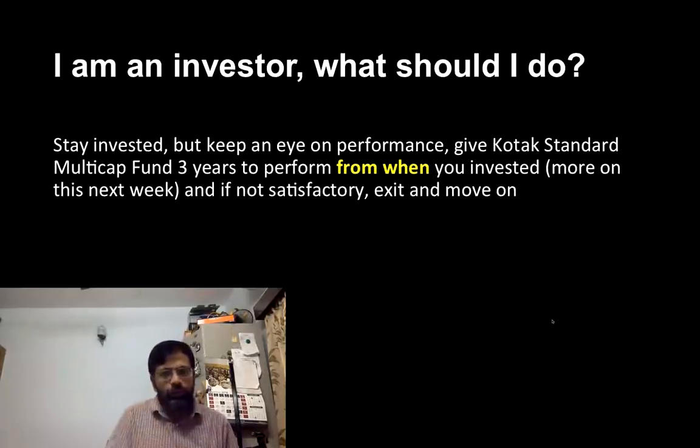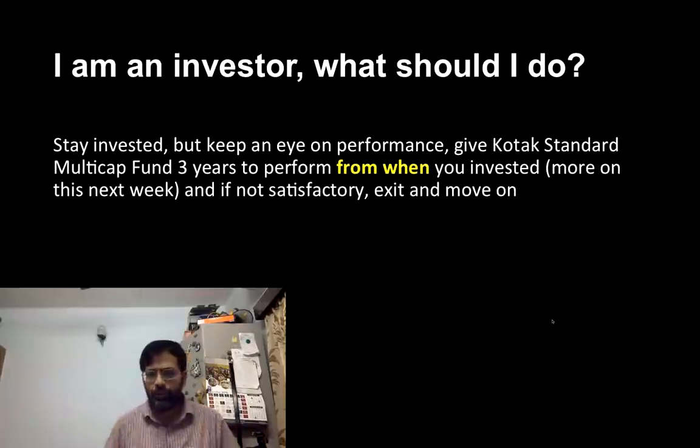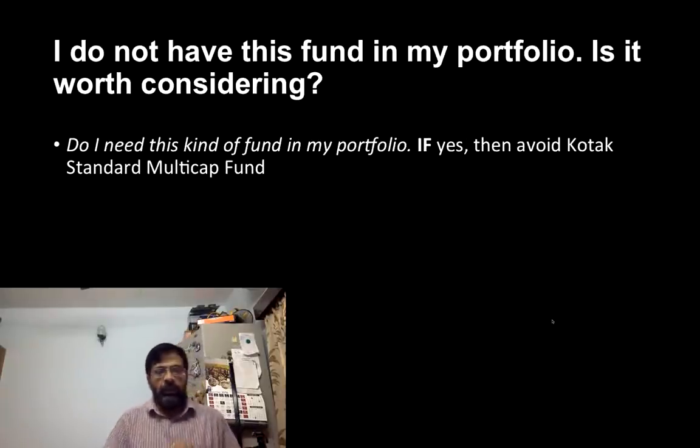What you do is you review the fund performance from the day you started investing and give 3 years for the fund to perform. If you think the fund has not performed according to your satisfaction, that it has not beaten the index, that's what I mean, if it has not beaten its own benchmark, Nifty 200 TRI, then sell the fund and move on to another mutual fund. This is a simple way to do it. I will discuss next week how to review a fund with very simple steps. We will look at that video next week, maybe in a couple of days. So that's what an existing investor in Kotak Standard Multicap should do.